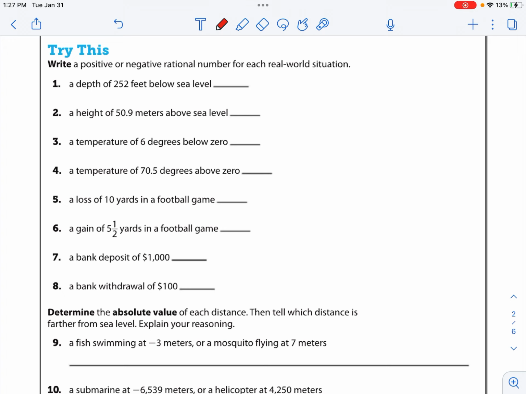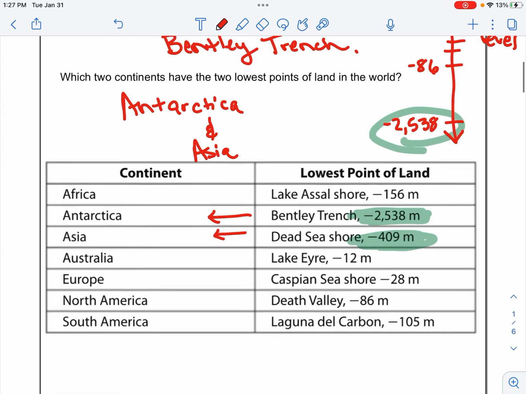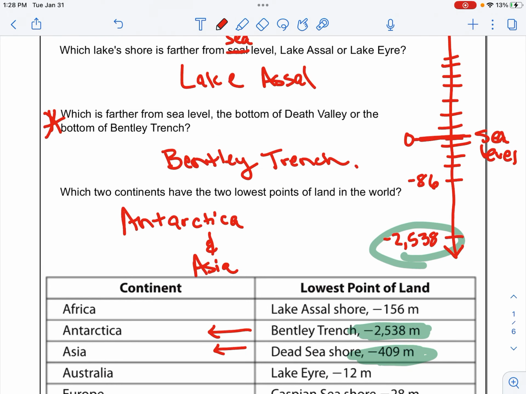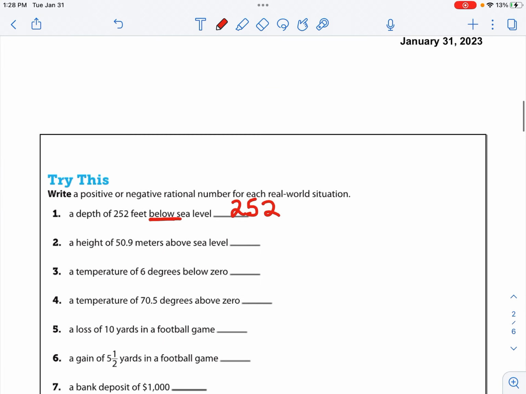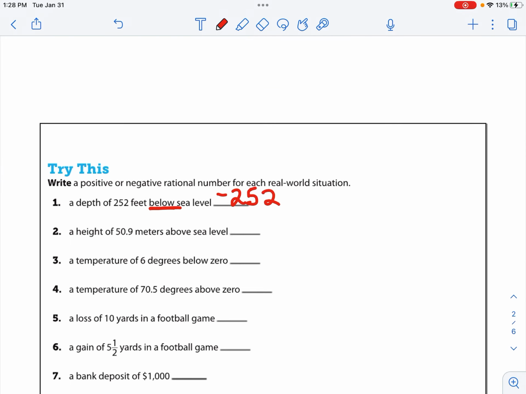So let's go on down here, and we're going to try a few of these. We are just identifying a positive and a negative for all these real world situations. In this one we're going to circle or highlight any of our keywords. So we have a depth of 252 feet below sea level. We have to decide if something below sea level is going to be a negative or a positive. Just like what we said up here, if sea level is the 0, then anything below it is a negative. So below sea level is a negative 252.